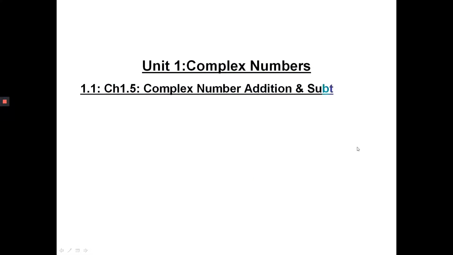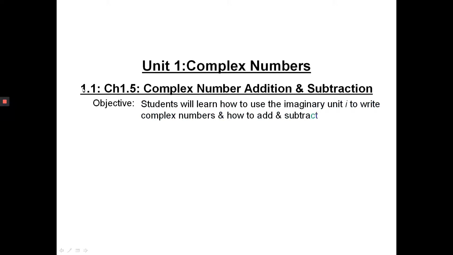Unit 1, complex numbers. Section 1.1, so Unit 1, Section 1. Chapter 1.5 is the chapter in our textbooks, and we are doing complex number addition and subtraction. Our objective is students will learn how to use the imaginary unit i to write complex numbers and how to add and subtract complex numbers.